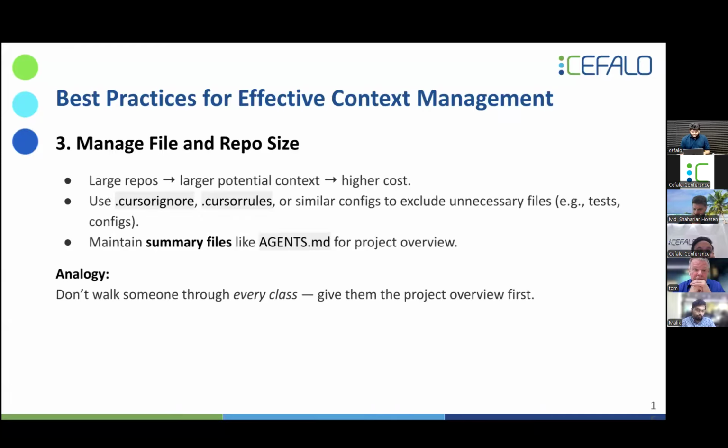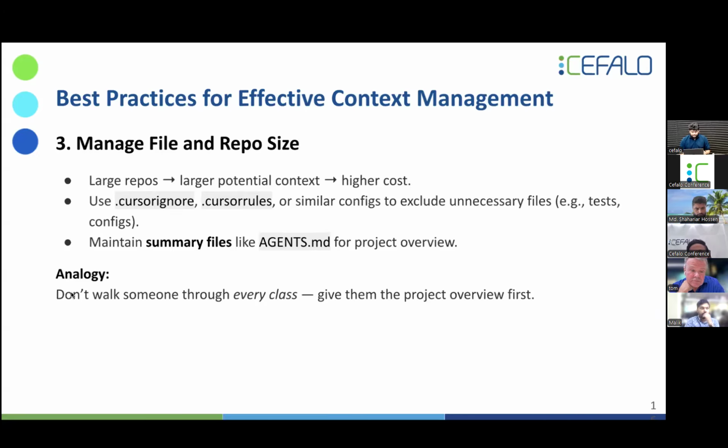The third point is managing files and repo size. Cursor indexes your whole codebase and keeps it remotely. When you make a query, it does semantic analysis to get the relevant files. So if you have large repos, there could be more files in the context. If some files don't need to be part of Cursor indexing, you can add them to Cursor ignore or even to Cursor rules. You can also maintain summary files like agents.md, where you give a brief overview of what to include, what to exclude, and the best practices you are following for that particular project.